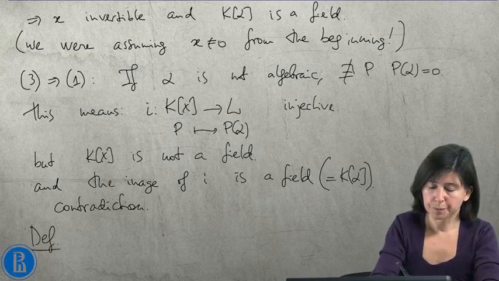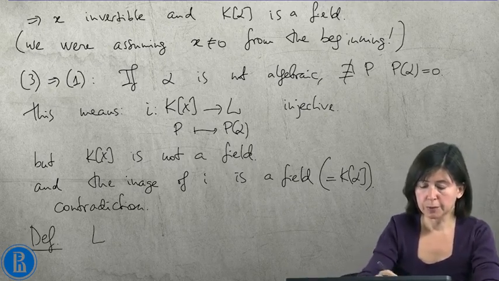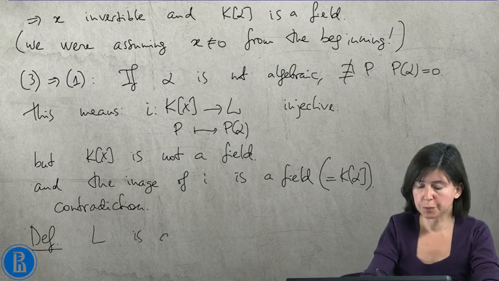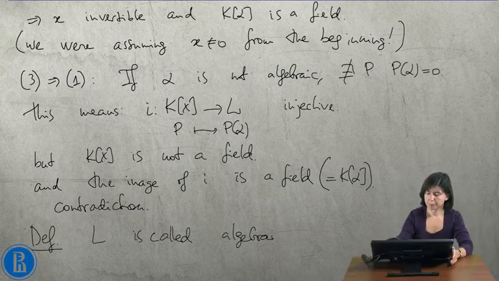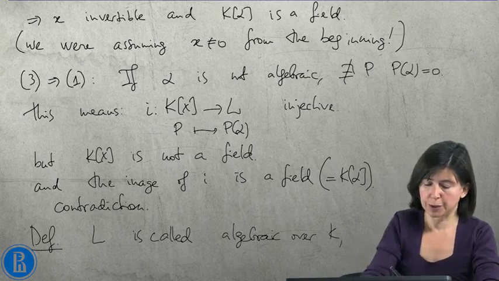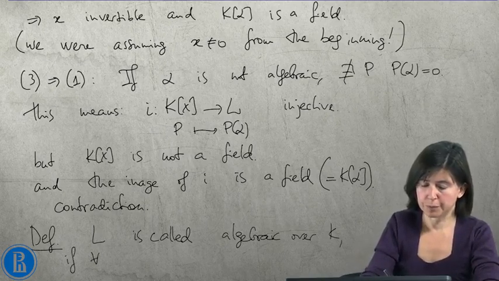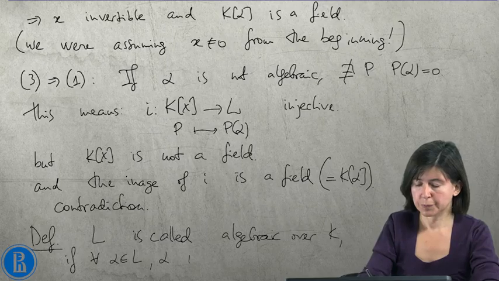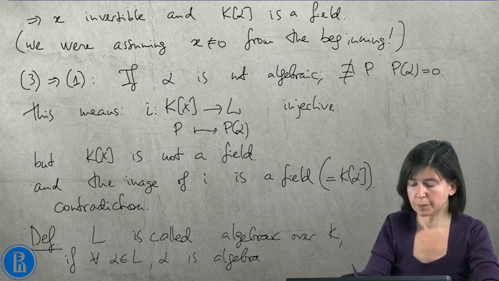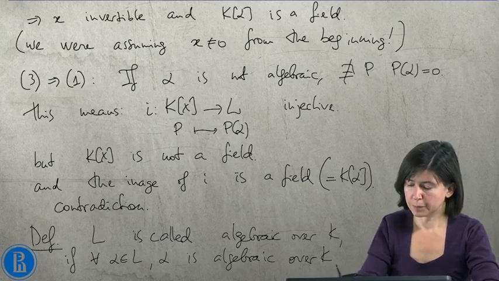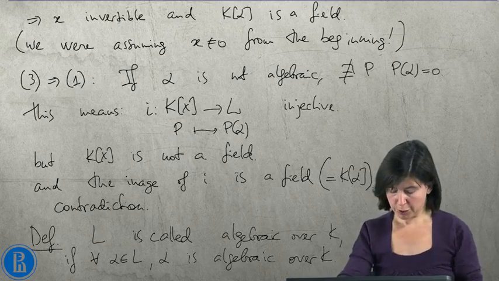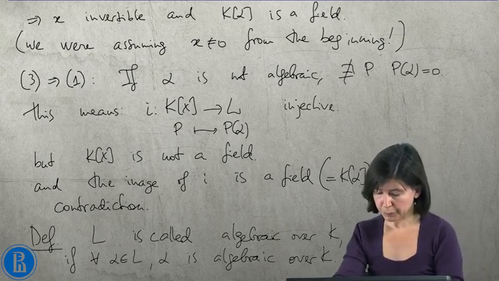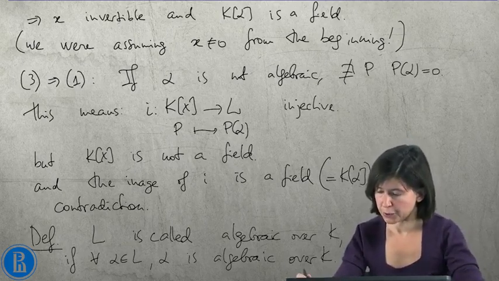Definition: L, an extension of K, is called algebraic over K if every element of L is algebraic. Let me give you some properties of those algebraic extensions.